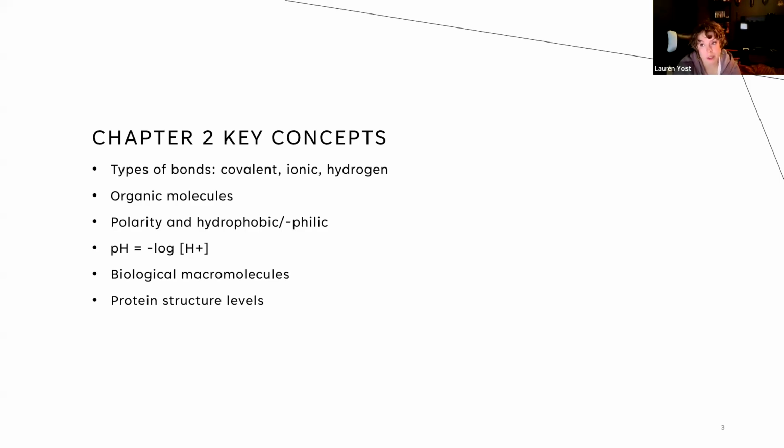So, reviewing chapter 2 stuff, we learned about the different types of bonds. And here it is important to remember what the different types of bonds are. There's three major ones that we talked about in our course. I know we learn about van der Waals forces and stuff like that in chemistry, and I'm not saying those aren't important, of course they are. But the three that we were most concerned about for our course were covalent, ionic, and hydrogen bonds.